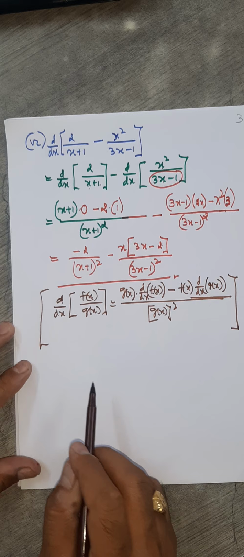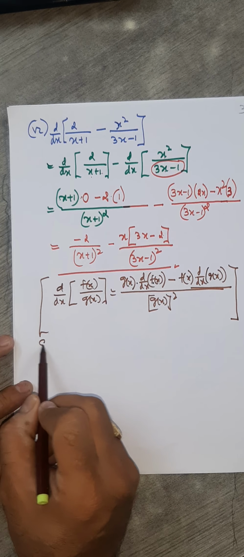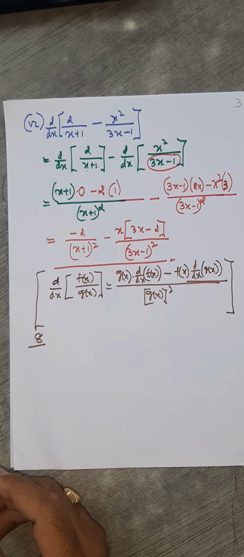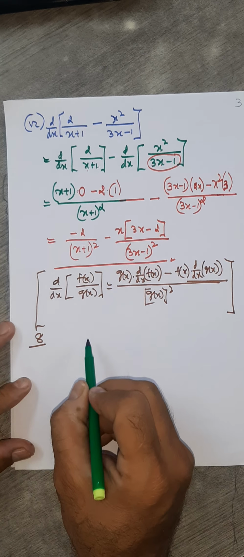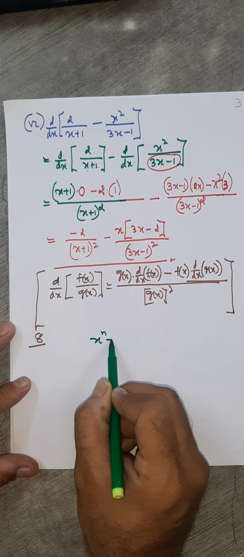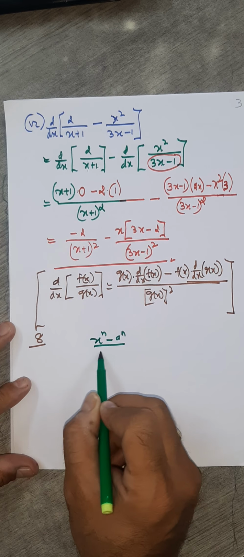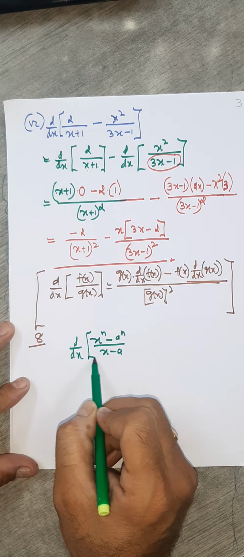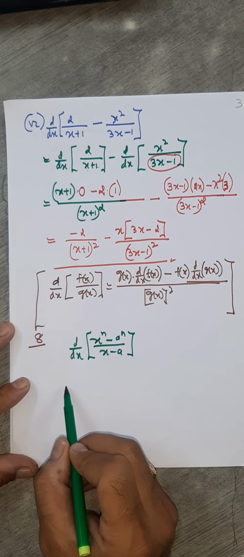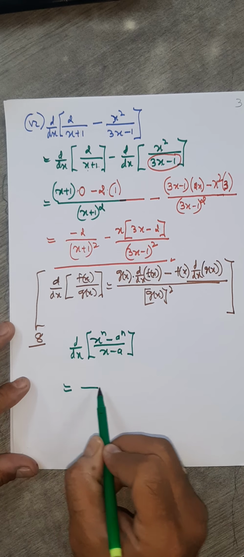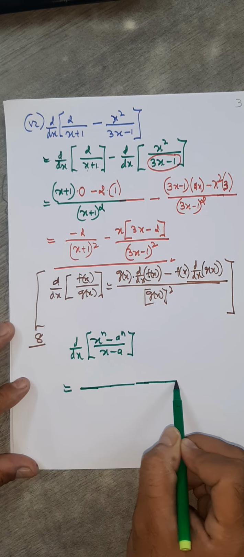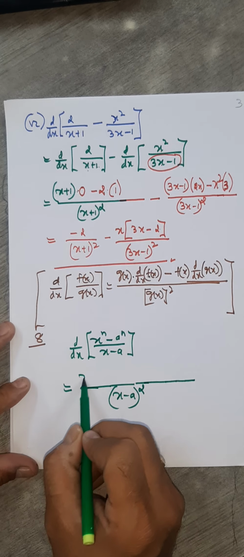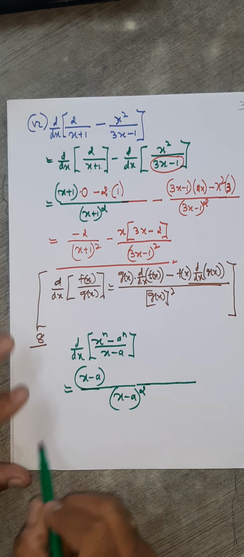Okay. Now, 8th question. What's the question? Find the derivative of this function: x raised to n minus a raised to n upon x minus a, d by dx of this. So, repetition of the above thing, you have the division rule. So x minus a the whole square, then x minus a as it is.